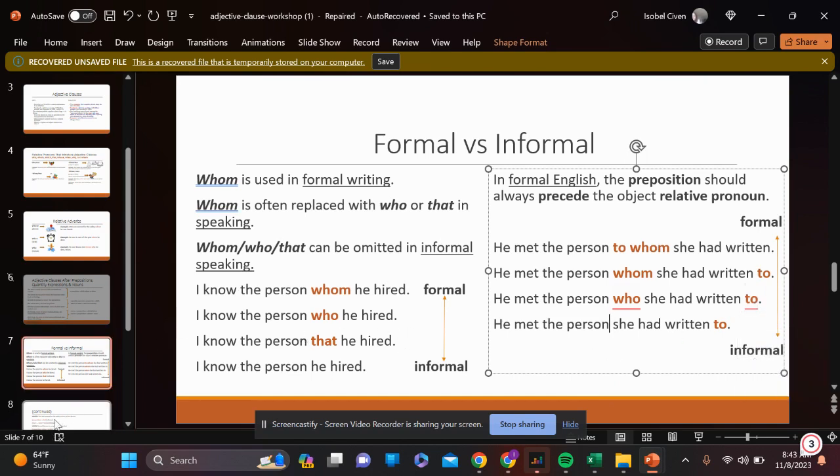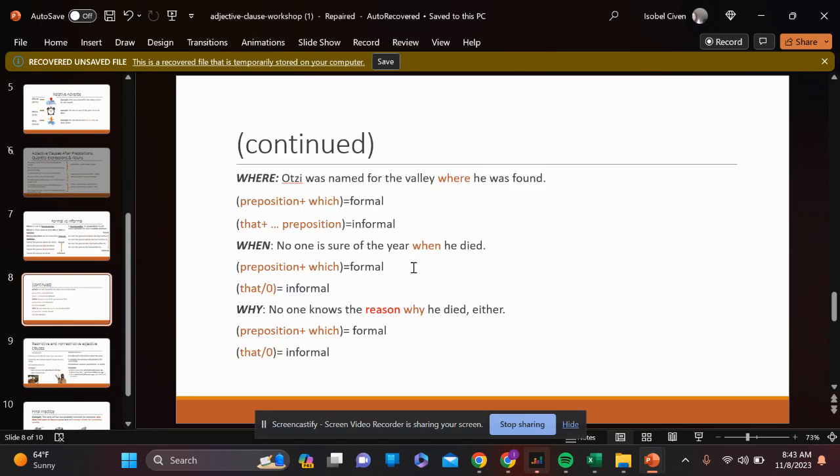Okay, so there are more examples here. I'm not going to go through all of them. Okay, but these are some examples of using where. Otzi was named for the valley where he was found. The most formal would be in which he was found. I'll just put that here. In which is very formal.